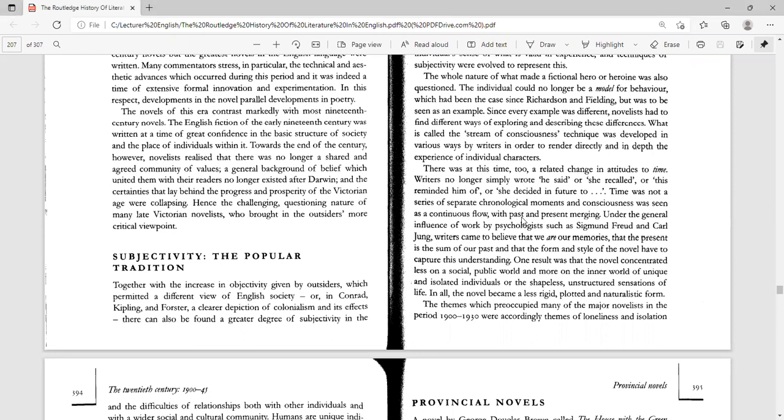They became indifferent towards the continuous flow of consciousness, where past and present were not separate, but intermingled. So, under the influence of modern psychologists like Freud and Jung, modern fiction writers began to believe that we are our memories, the present is some of our past, and that the form and style of the novel have to capture that new understanding.